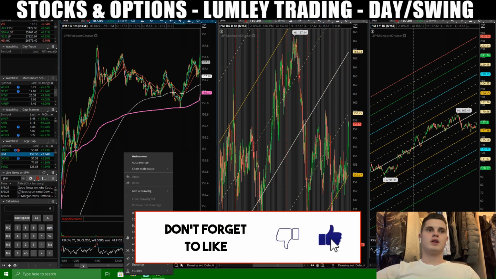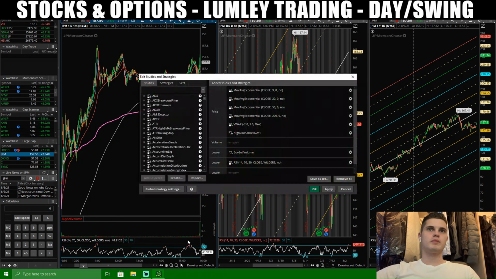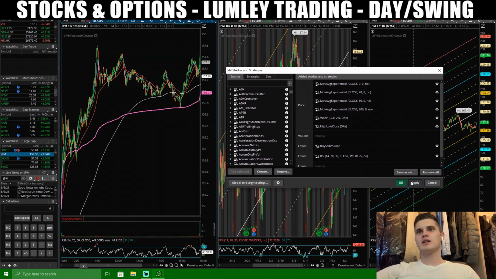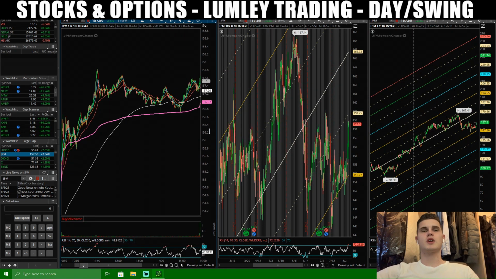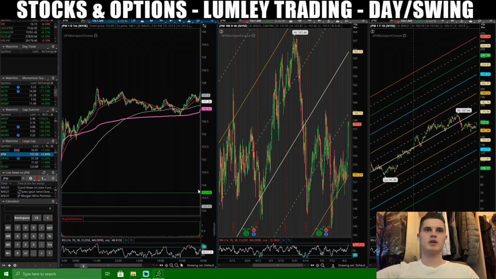So to start off, for the indicators on the 1 day 1 minute, I use these indicators on screen: a 9 EMA, 20 EMA, 50, 200 EMA and a VWAP. You can then also add on a high-low close, which basically you don't need. I just like to have it on there. I don't really use it for small caps either. It's more when I'm looking at large caps.